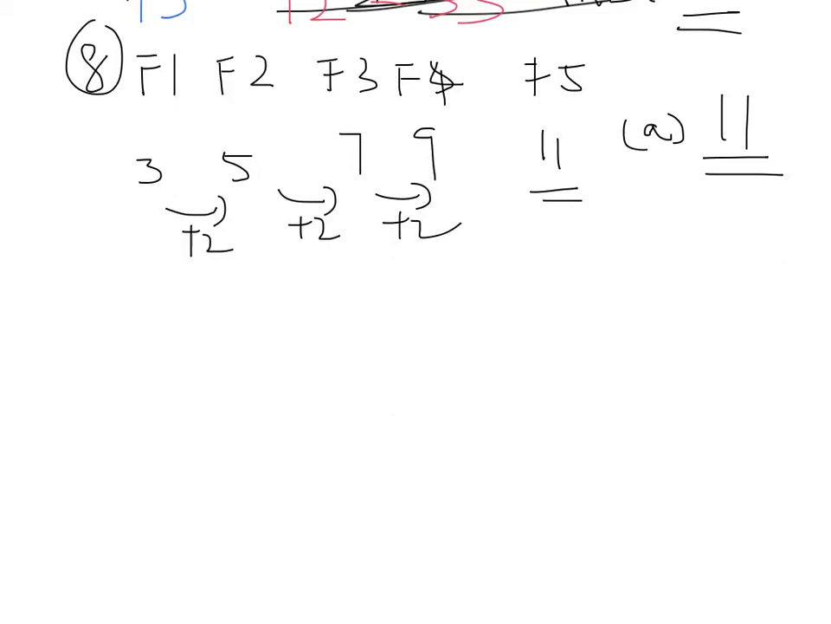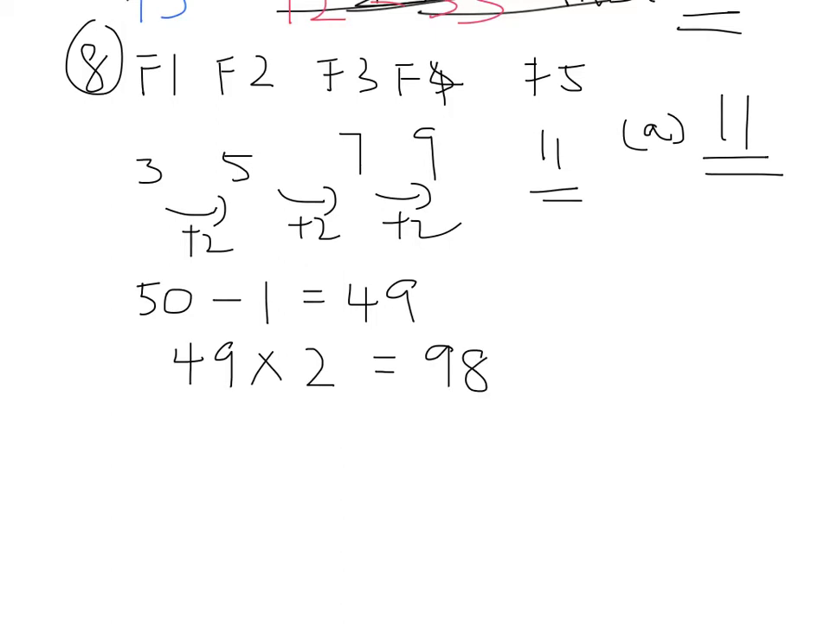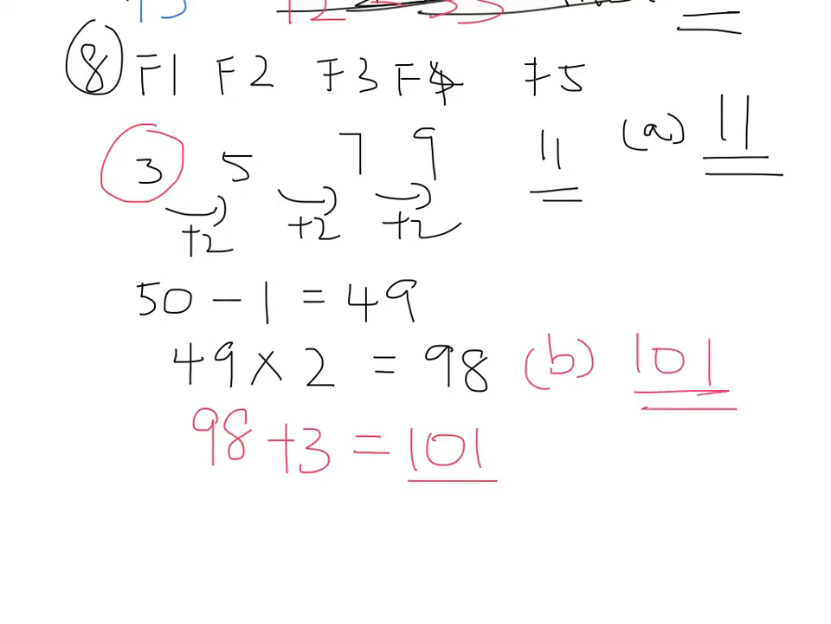Now we move to the second part. How many dots will there be in figure 50? Okay, so figure 50 minus away the first figure, there's still 49. 49 times 2, because every figure increased by 2 dots, so 49 figures times 2 is equal to 98. Not forgetting that figure 1 has 3 dots, so we take 98 plus 3, this will give us 101. So for answer B, the answer is 101.